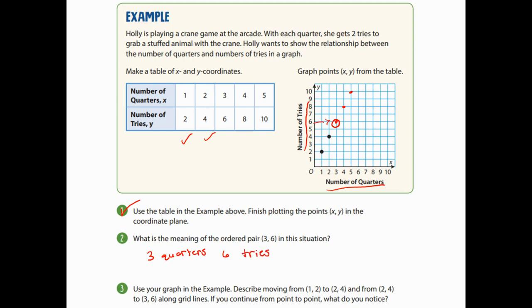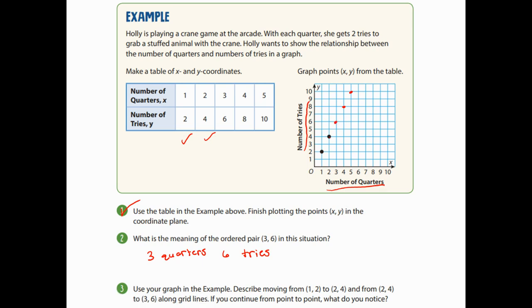All right, now it says use your graph in the example. Describe moving from 1, 2 to 2, 4 and from 2, 4 to 3, 6 along the grid lines. If you continue from point to point, what do you notice? So what they're saying, guys, is if I start here, how do I get here? Okay, so how do I go from each one?